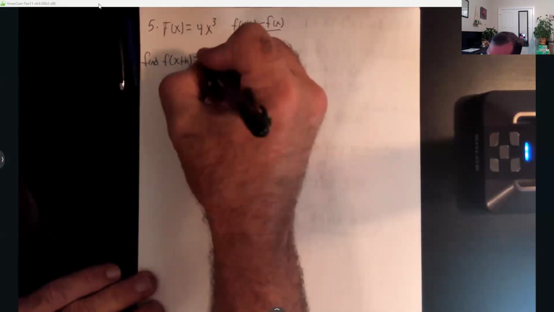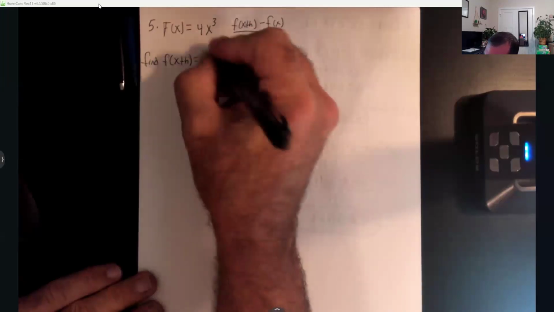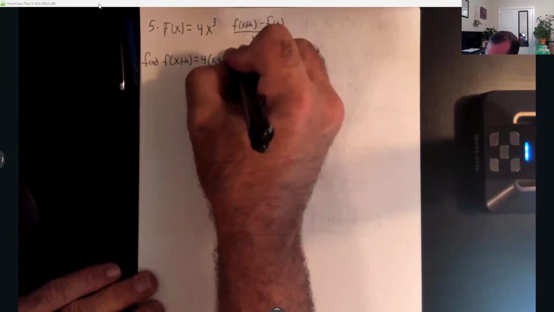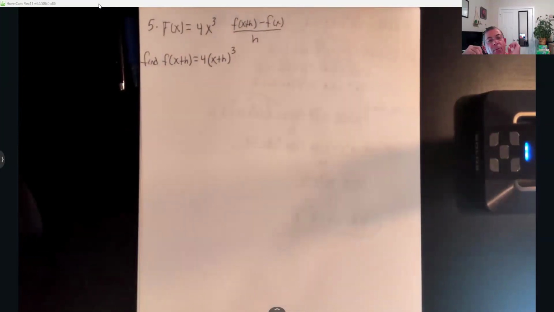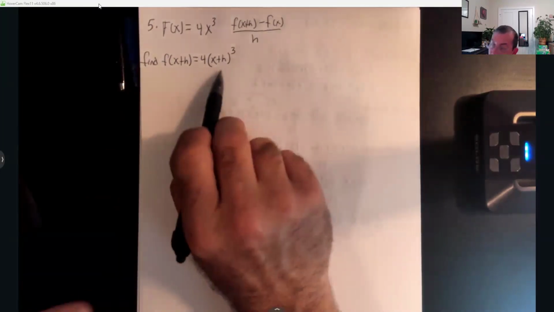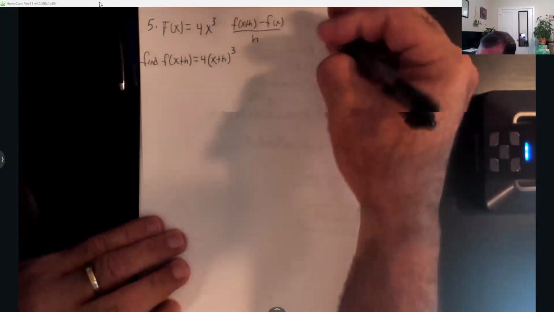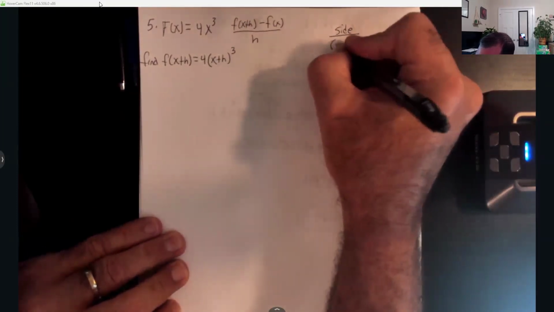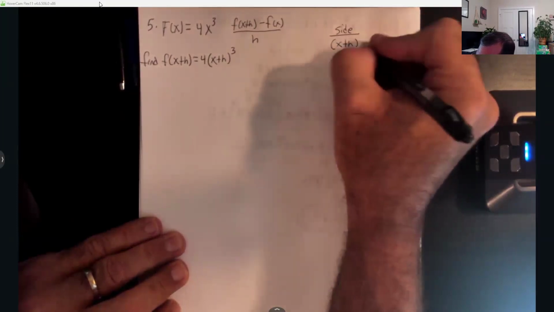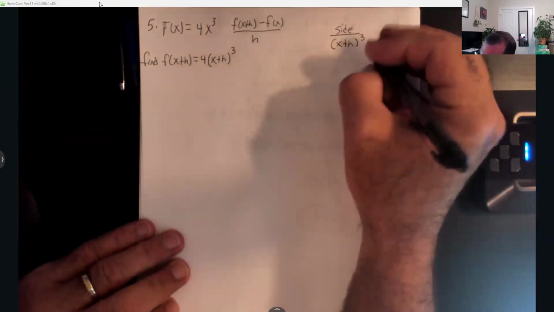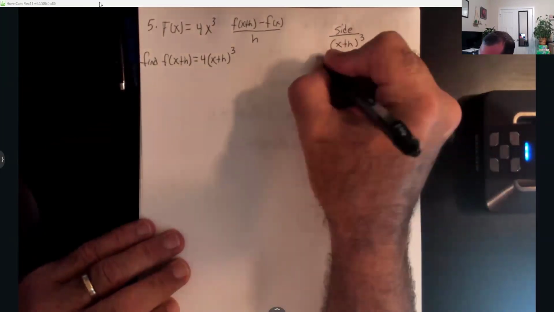So that'll equal 4 times x plus h cubed. Well, y'all, we did x plus h squared. We don't have a cube yet, so over here on the side, we need to figure out x plus h cubed. All righty, so that's 3 of these being multiplied.